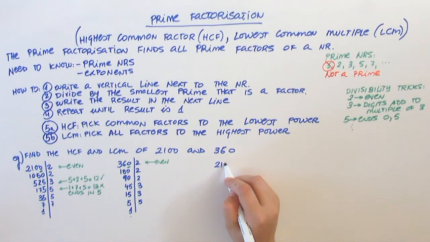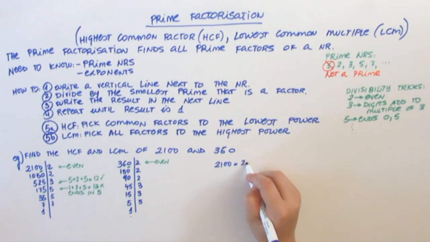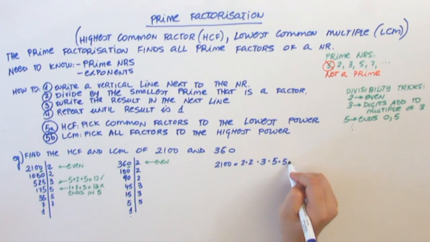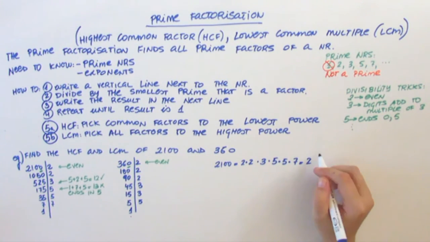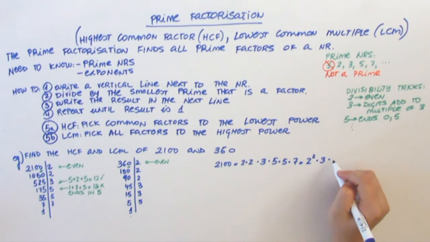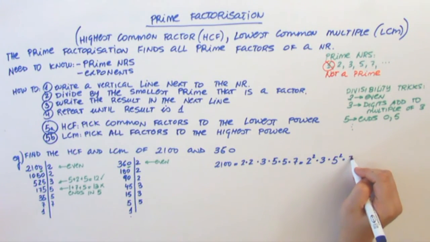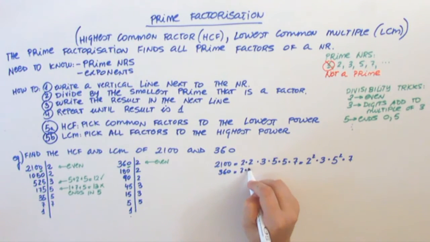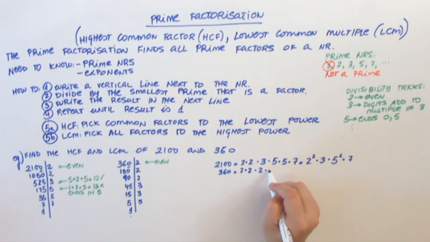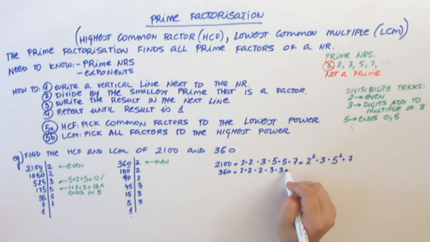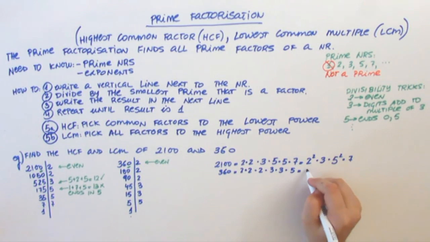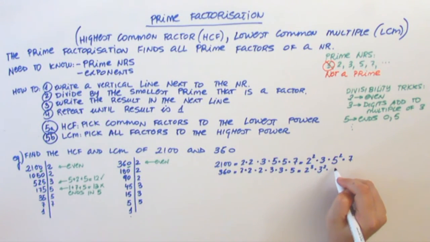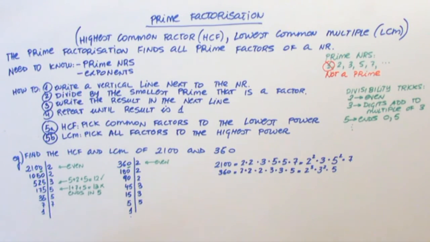So now I can say that 2100 is the same as 2 times 2 times 3 times 5 times 5 times 7. Or, what's the same, 2 to the power of 2 times 3 times 5 to the power of 2 times 7. Remember your exponents. I can do the same with 360. 360 equals 2 times 2 times 2 times 3 times 3 times 5, which equals 2 to the power of 3, 2 cubed, times 3 to the power of 2 times 5.